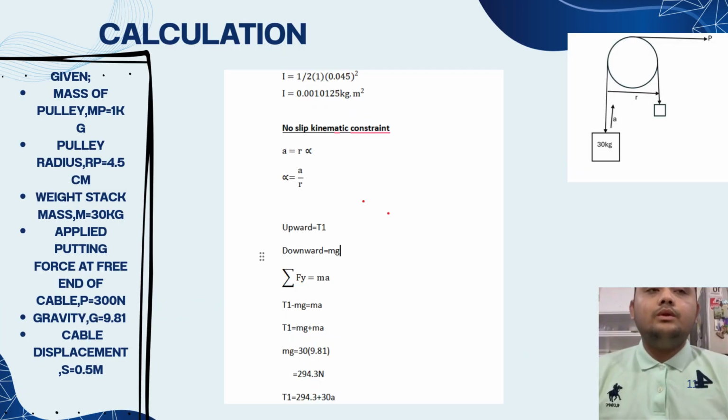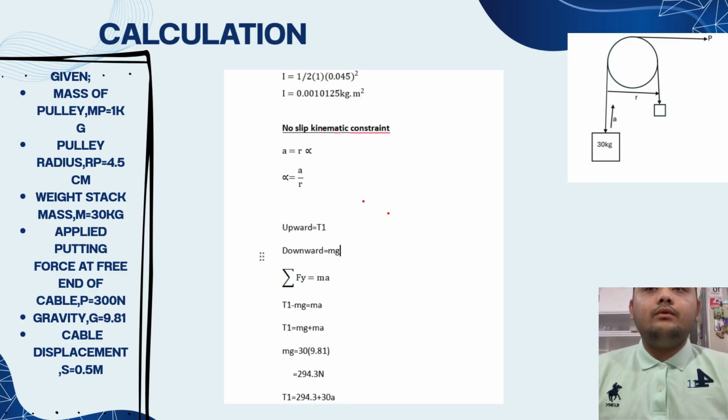So we go to the calculation part. The given values are: mass of the pulley is 1 kilogram, pulley radius is 4.5 centimeters, weight stack mass is 30 kilograms, and we apply a pulling force at the free end of the cable of 300 newtons, gravity 9.81, and displacement we are using 0.5 meter.